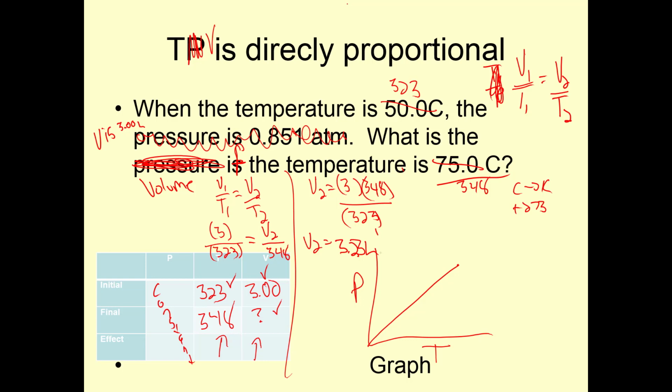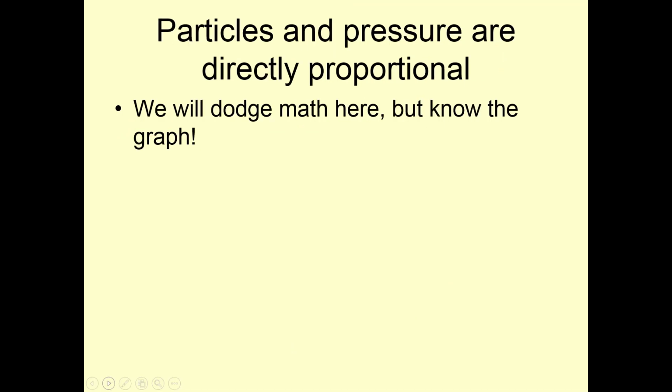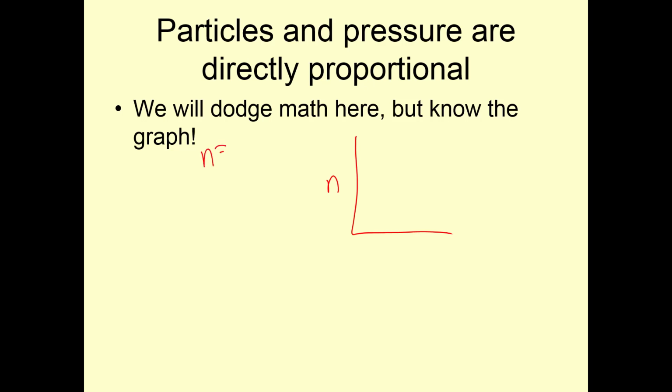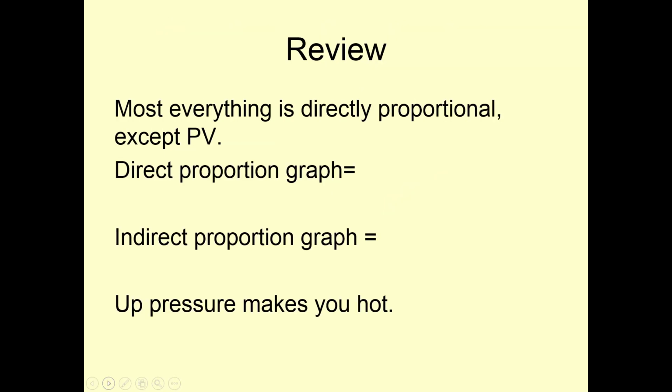So, there you go. Let's look at the next one. Particles and pressure are directly proportional. We'll dodge the math here, but know the graph. And we did this with a ring of ping. Particles, believe it or not, we call N. The unit for number of particles is moles. Okay? So N and pressure. And this should make sense. If I have more particles, I have more pressure. How much fun is that?